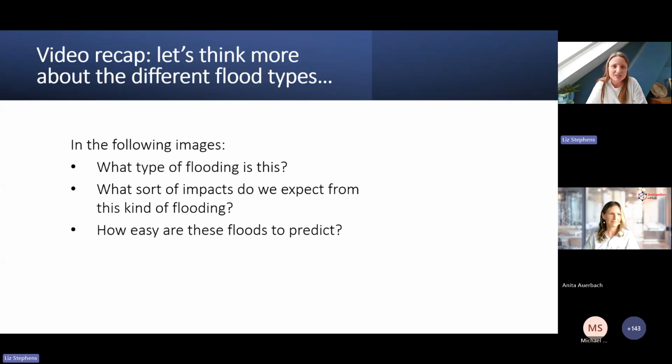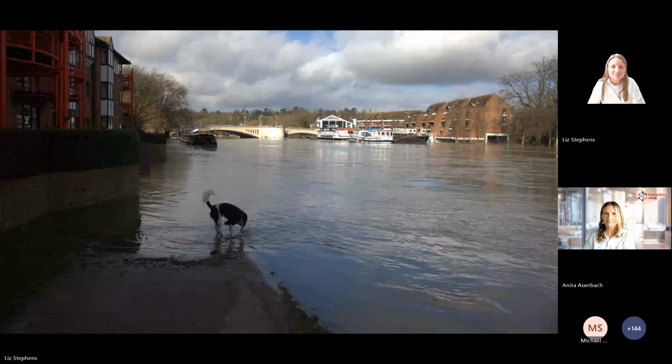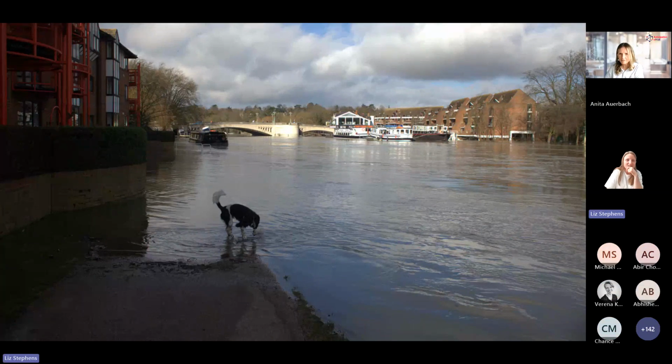So the first image is this one here. I might just be able to share it slightly differently. So there we go. This is an image of flooding. Is there anyone who can give the answer in the chat, everybody? There you go. I got it. Thank you, Anita. Yep. Yeah, riverine floods.